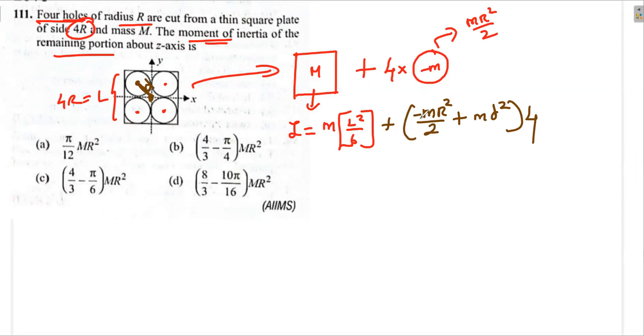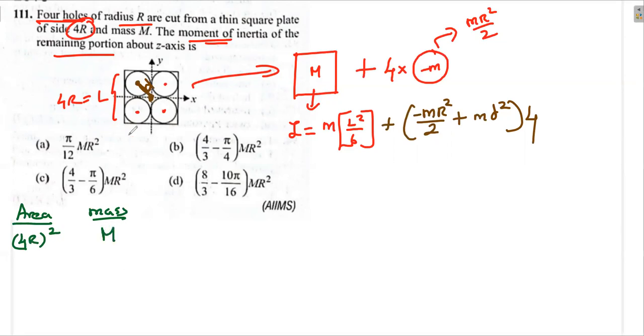But first, I have to find the mass. Now, how do you find the mass? We've done this many a time. It's a square plate and circular discs, so it is 2-dimensional. In 2 dimensions, we take area and mass. The area they have given is the side squared, so it is 4r squared. Side squared is the area and the mass is capital M.